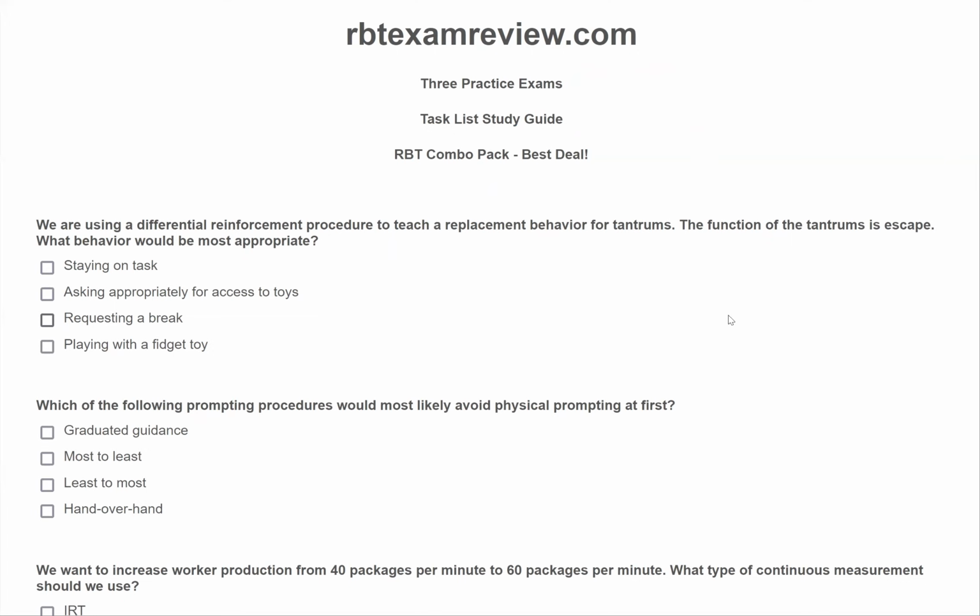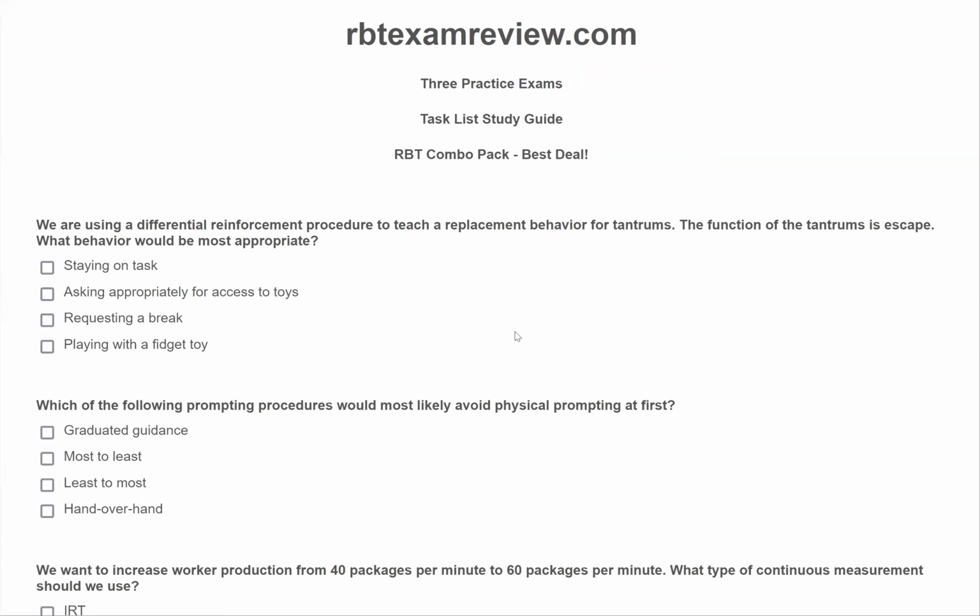In this case, if the function is escape and we're looking to replace tantrums, what replacement behavior will we need to replace it with? Well, another behavior that could replace escape. So A, staying on task. Well, obviously we would want the client to stay on task, but would we replace staying on task with escape? Well, no, tantrums happen to get out of something. Staying on task would be something else entirely. Remember, we want a functionally equivalent replacement behavior. So staying on task is not going to meet the same function as escape.